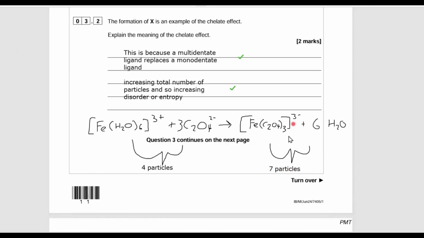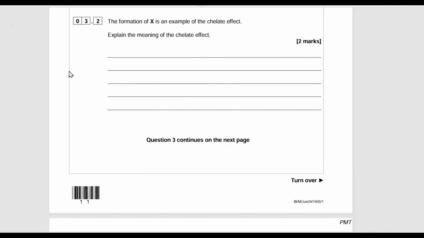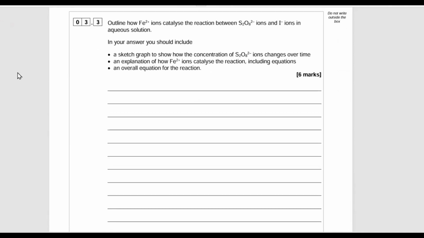And that means you've increased the total number of particles in the solution, and therefore you've increased entropy and disorder. And it's going to favor shifting to this side of an equilibrium. Okay, cool. Let's move on.